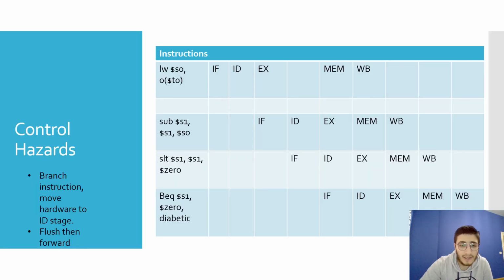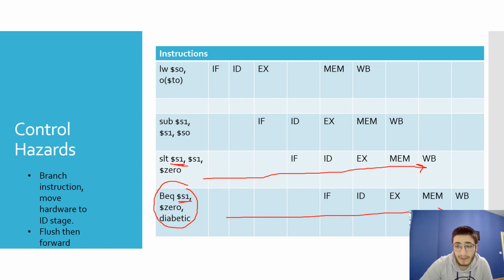Next is control hazard. For this type of hazard, we will focus on the branch instruction. For the branch instruction to be executed, the previous instruction needs to be executed, as the branch relies on the value of $S1 computed in that instruction, and it needs to be executed before knowing whether to branch or not. So we have here double the delay.